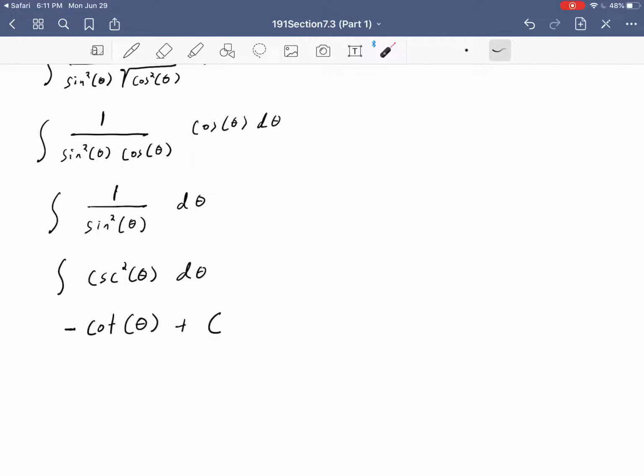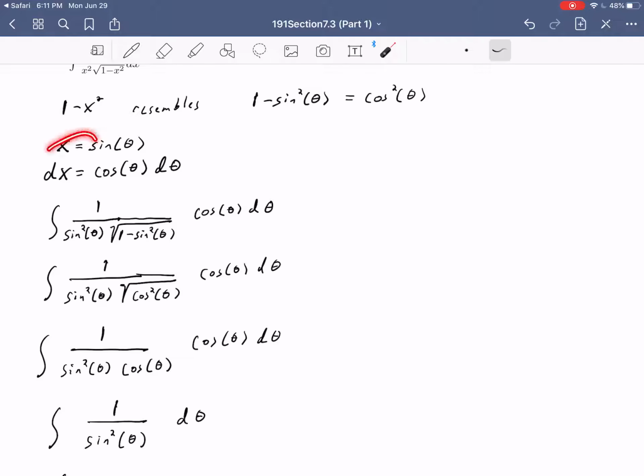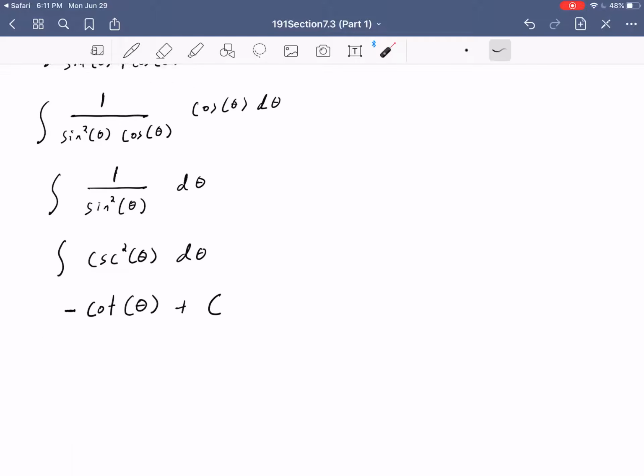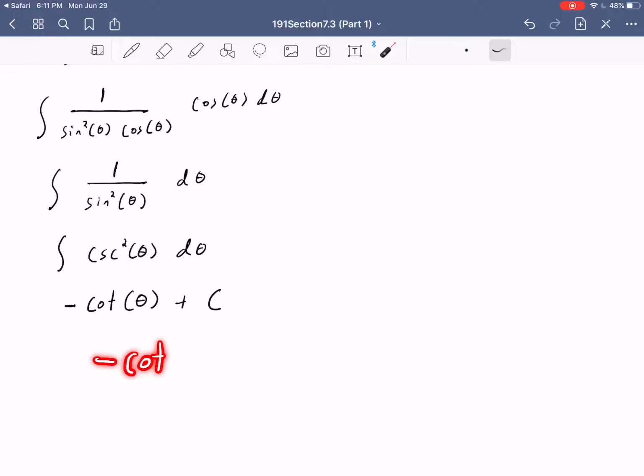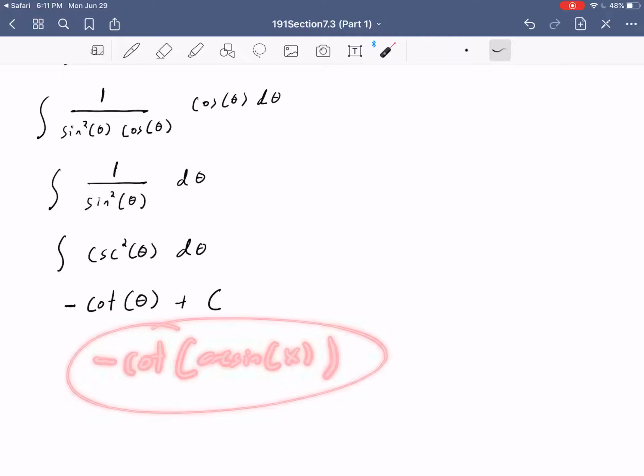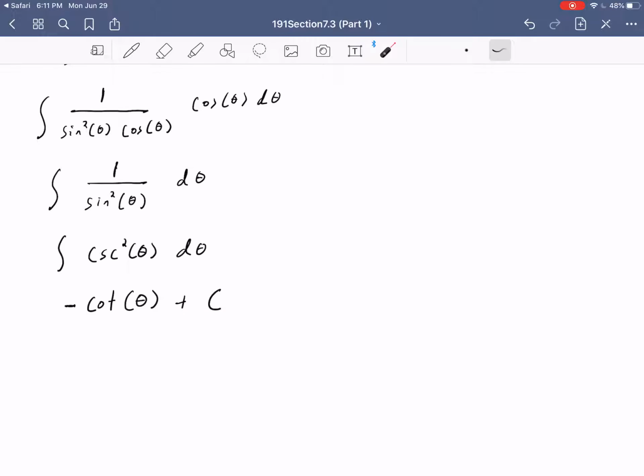Now, the only challenge that's sort of left is that we need to unpack this substitution. Now, there's a really horrendous way to unpack it, which is not how we want to do it. One way we could unpack it is we could say, okay, if x is equal to sine theta, then theta is arc sine of x, right? We could try to use an inverse trig function, and then we could call this negative cotangent of arc sine of x. But that's a really messy expression, and we can actually do a lot better.